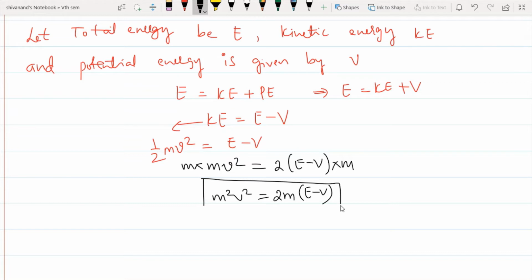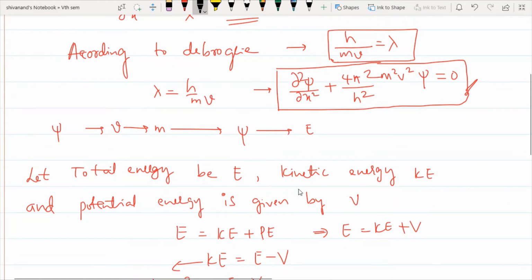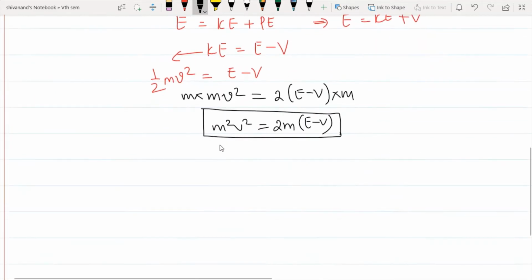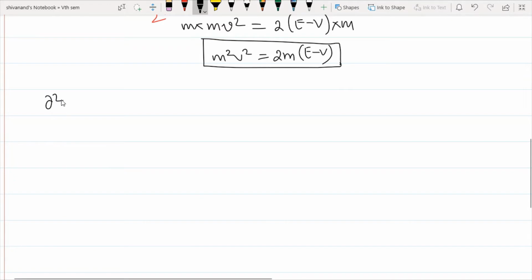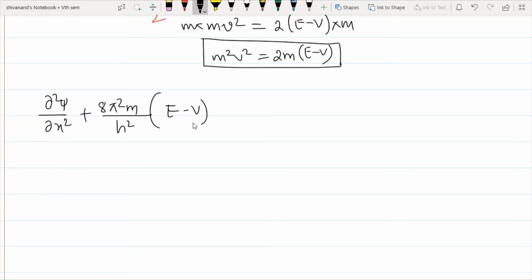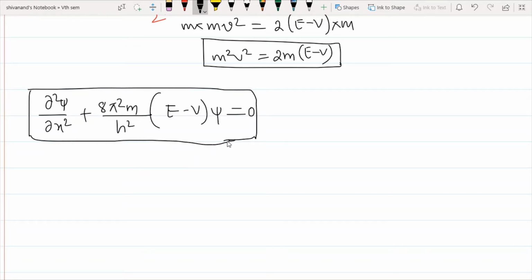If we substitute this value of m²v² in the above equation that we got in terms of velocity and mass, we get ∂²ψ/∂x² + (8π²m/h²)(E - V)ψ = 0. This is called the one-dimensional time independent Schrodinger wave equation. Let us call this equation 3.